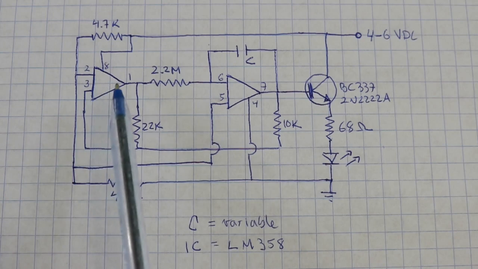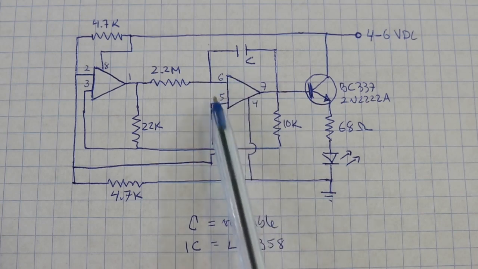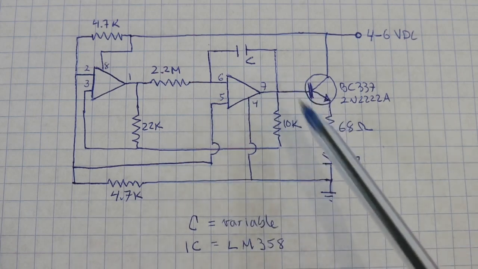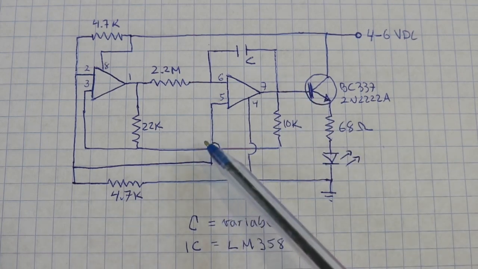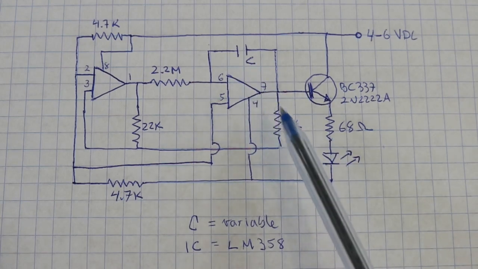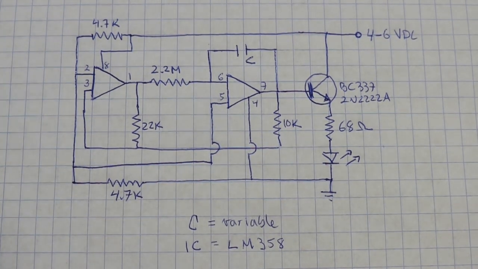The first operational amplifier produces a square wave, and then it is fed to the second amplifier that converts the square wave into a triangular wave. So the current starts to increase, which causes the LED to slowly turn on, and then decreases, which is when the LED turns slowly off. We have here a capacitor which controls the frequency. It has a variable value depending on what frequency we have. So its value is around 1 microfarad.